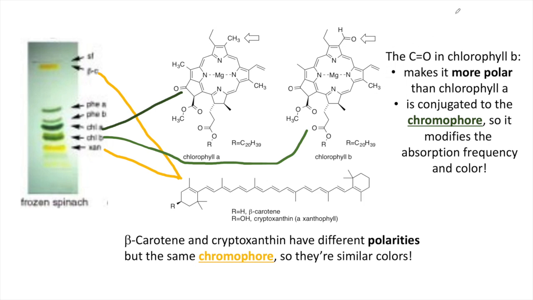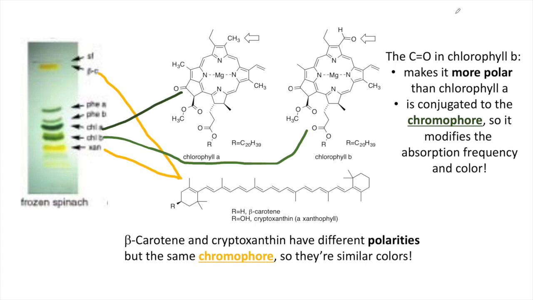So that's going to make it not only more polar, and so we can see that in the TLC plate, but because it's conjugated to the chromophore, it's actually going to change the color a little bit. So if I've got functional groups either dumping electrons into the conjugated system or taking electrons out of the conjugated system, I'm going to see a change in color.